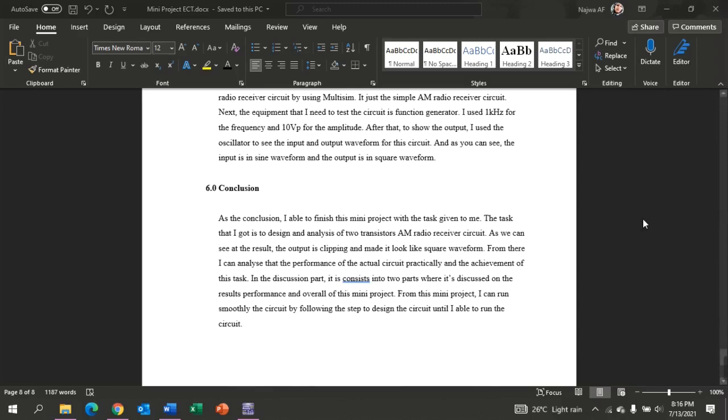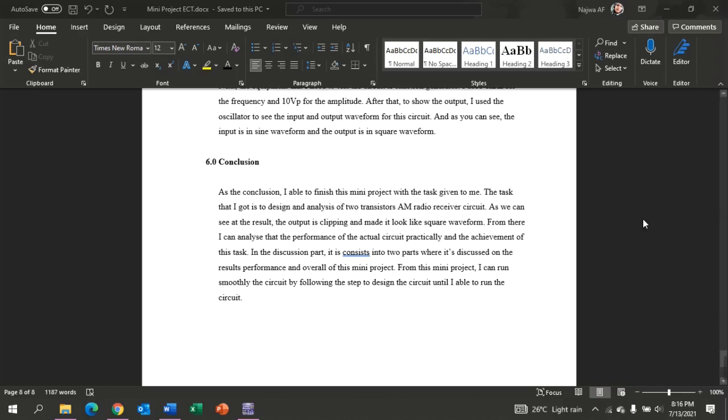And finally, as the conclusion, I am able to finish this mini project with the task given to me. The task that I got is to design and analyze of two transistor AM radio receiver circuit. As we can see at the result, the output is clamping and makes it look like a square waveform. From there, I can analyze the performance of the actual circuit practically and the achievement of this task.